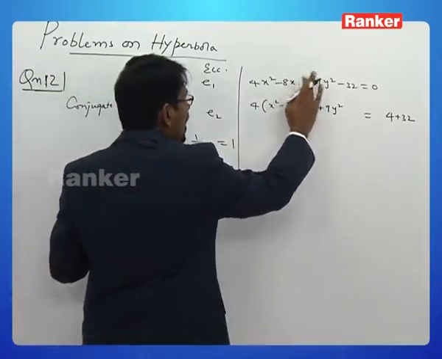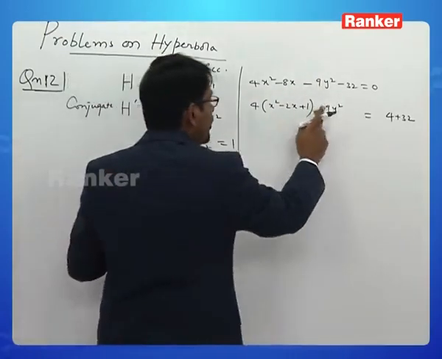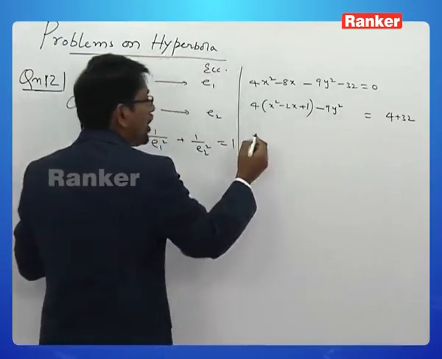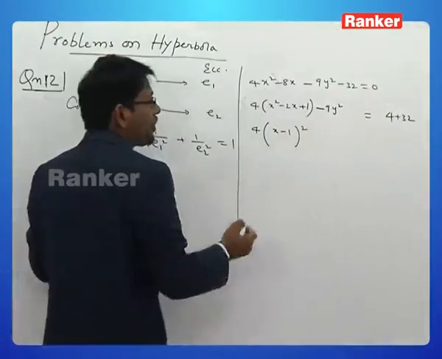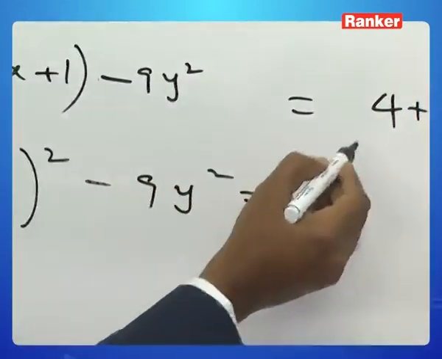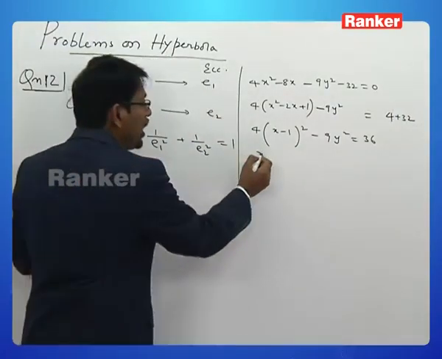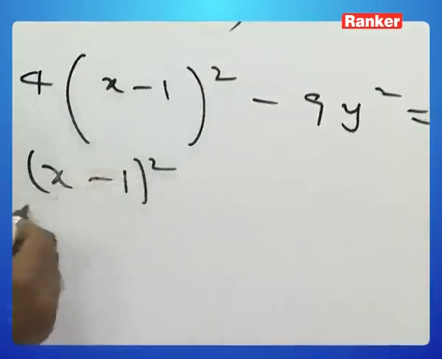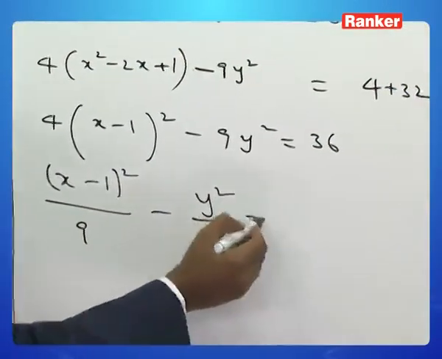This is minus 9y square there. So what do we have? 4 into (x minus 1) the whole square minus 9y square is equal to 36. Bringing this into the standard form, we have (x minus 1) whole square by 9 minus y square by 4 is equal to 1.